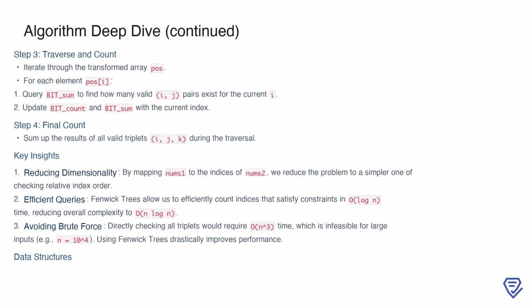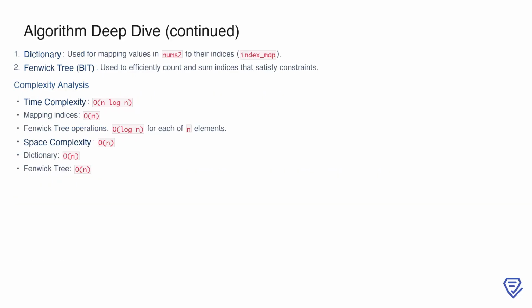By the end of the traversal, we have the final count of all valid triplets that satisfy the constraints. To summarize the solution, we use two key data structures, a dictionary and a Fenwick tree. The dictionary, index_map, is used to map the values in nums2 to their indices, which allows us to transform nums1 into the relative position array POS. The Fenwick tree facilitates efficient counting and summing of indices during the traversal of POS.